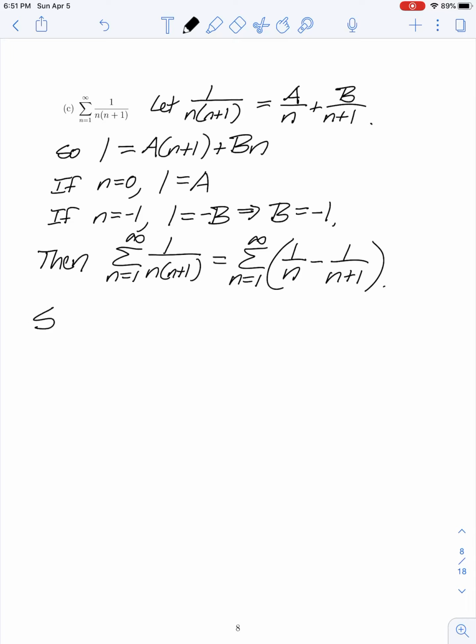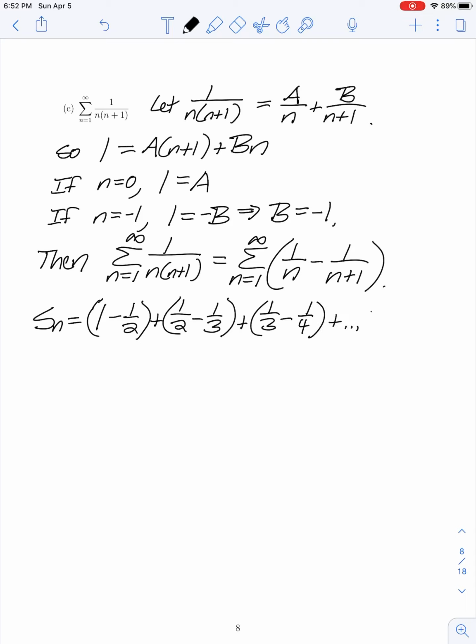Now, if we write out the first several terms in the nth partial sum, we would have a first term of 1 minus 1/2, if we plug in n equals 1, plus, for the second term in our series, we would have 1/2 minus 1/3, plus, plugging in n equals 3, we have 1/3 minus 1/4, and so on, until the nth term, which is 1 over n minus 1 over (n+1).